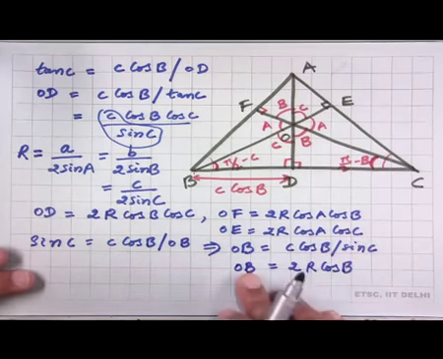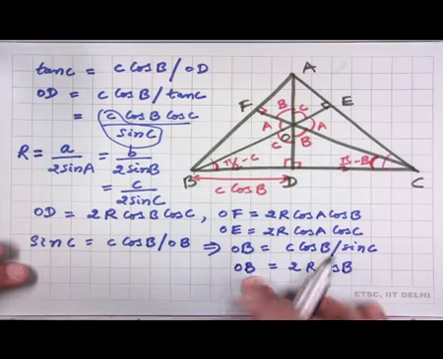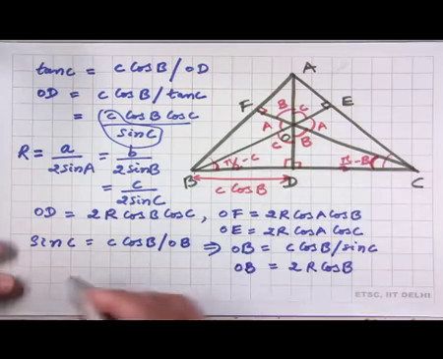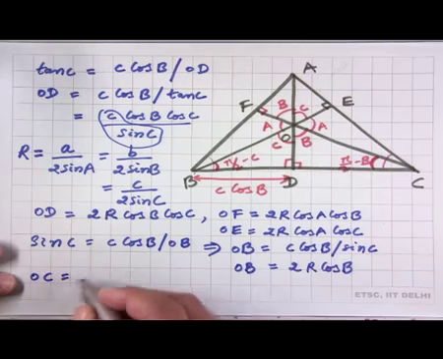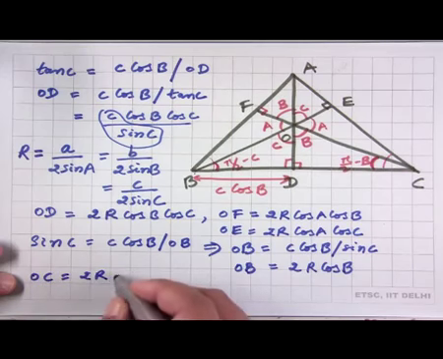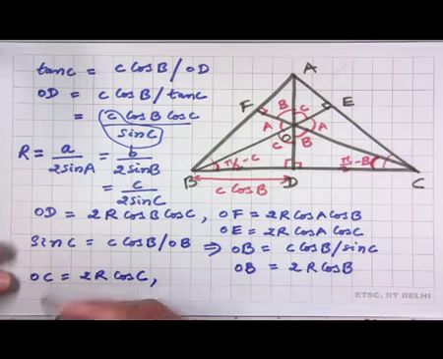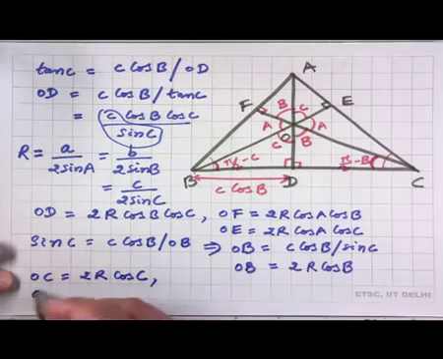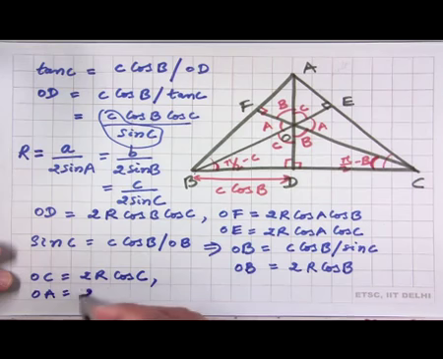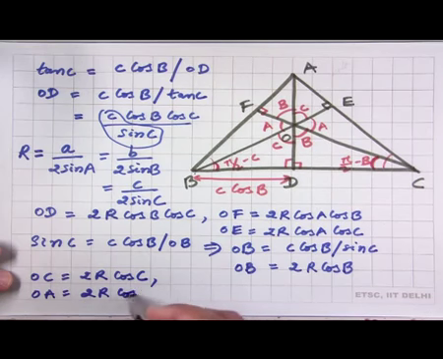In the same manner, it can also be shown that OC is equal to 2R into cos of C, and also that OA is equal to 2R into cos of A.